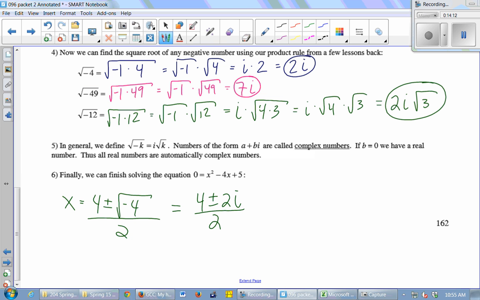And then Chantal had asked me, can you cancel the 4 and the 2? You can, but you have to divide that 2 into both terms of the numerator. So this would become 4 over 2 plus or minus 2i over 2. 4 over 2 is 2, plus or minus 2i over 2. The 2's cancel and you get i. So 2 plus or minus i. Those are the solutions to that equation. And they have i's in them, which was to be expected because we knew that there were no real solutions.